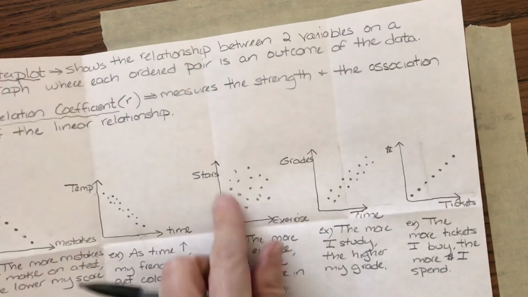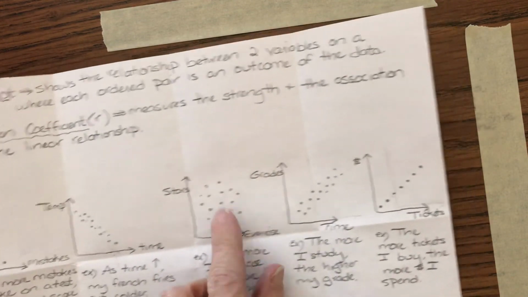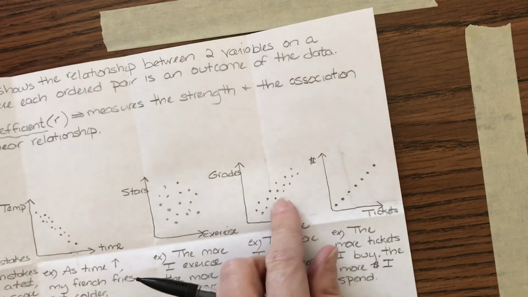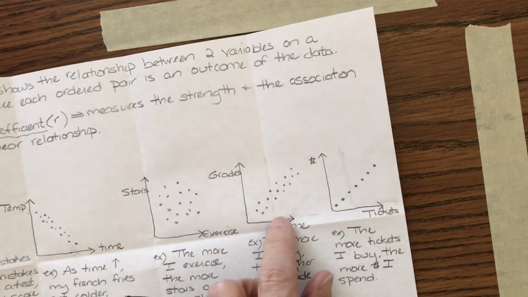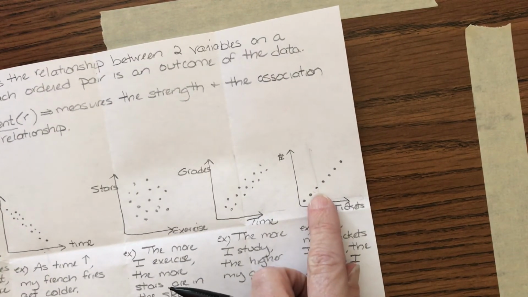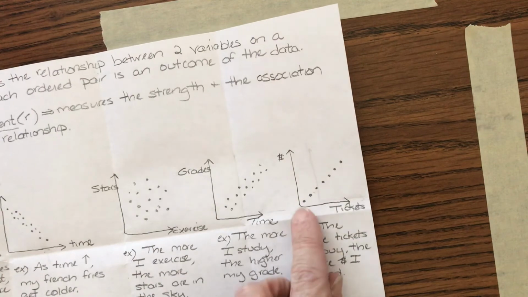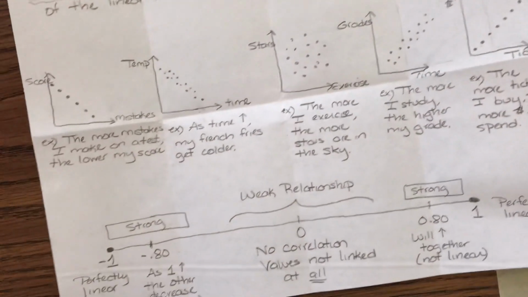Here, no correlation at all, right? We'd say that would be like a 0, or for sure a 0. Here, we're going to say that they're reasonably correlated also. The more I study, the higher my score. And then at the end here, this would be a correlation coefficient of 1 because it's making a perfectly linear positive slope.